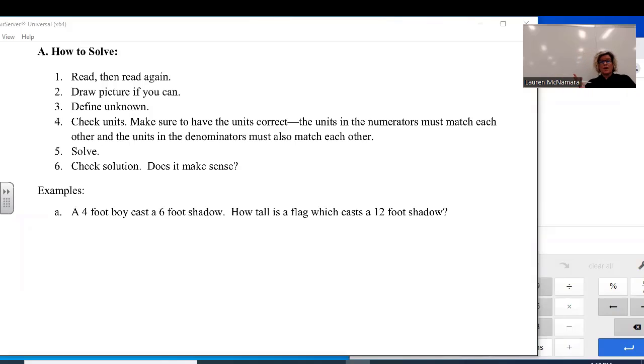Draw pictures if you can. Define your unknown. Check your units, make sure your units are in the right places. When you have something in the numerator, something in the denominator, make sure it stays in the numerator and stays in the denominator. And then once you solve, think about it. Does your answer make sense? I know that's kind of hard to say, but sometimes you just have to look at it and say, is this something that makes sense?